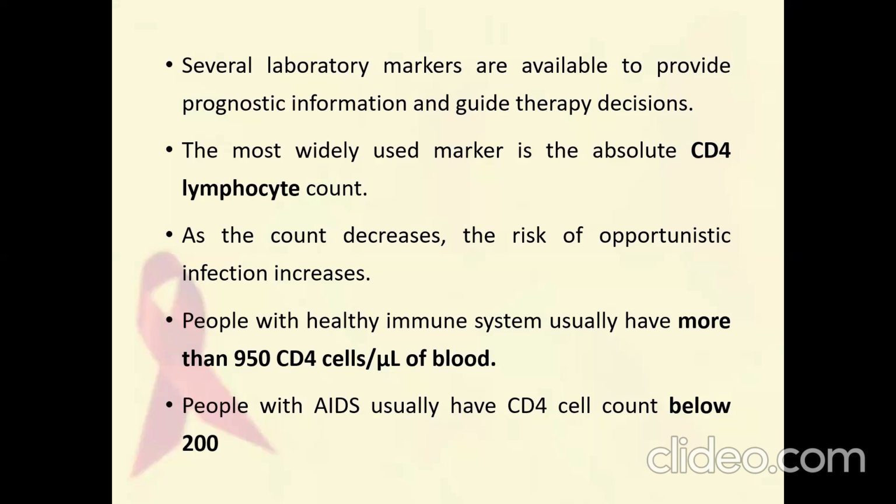So several laboratory markers are available to provide prognostic information and guide therapy decision. And the most widely used marker is absolute CD4 lymphocyte count. As the count decreases, the risk of opportunistic infection increases. Normally, in healthy people, this CD4 count is more than 950 CD4 cells per ml of blood. But in people with AIDS, they usually have CD4 cell count below 200.